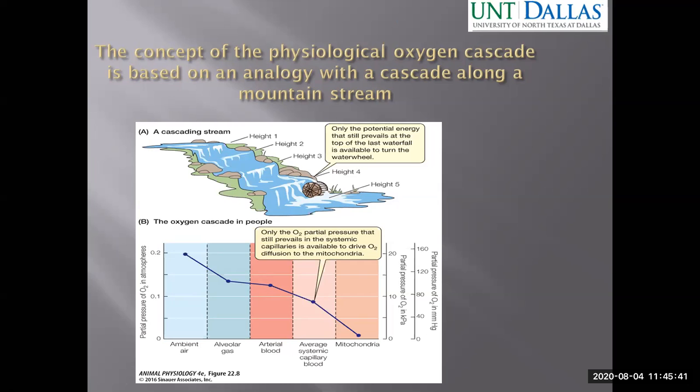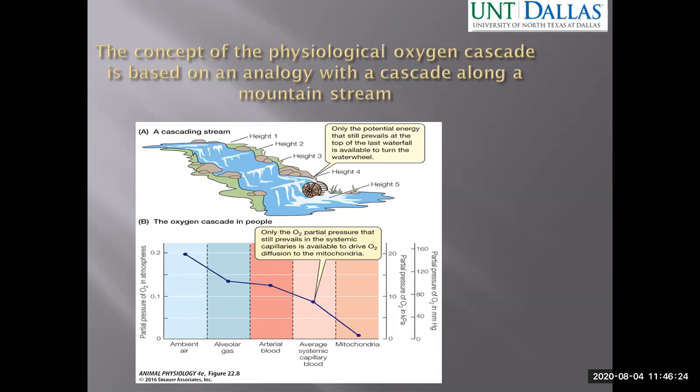Suppose that a water wheel or turbine is positioned at the lower side of this cascade. As you can see in figure A, the force available to turn the water wheel is that available when the water drops from height 4 to height 5. So water starts at height A as it enters the cascade, but gradually as it flows through the cascade, it drops from 1 to 2, then from 2 to 3, then from 3 to 4, and then from 4 to 5 here.